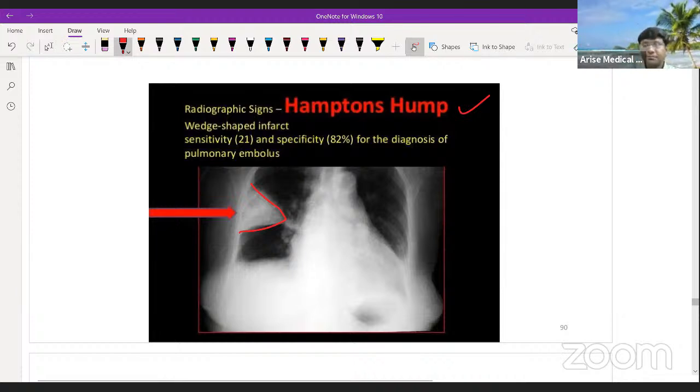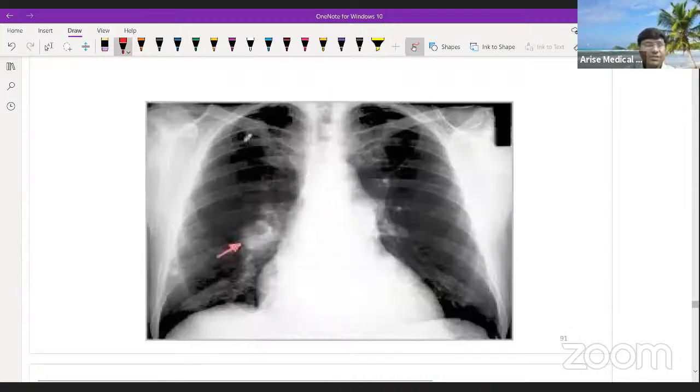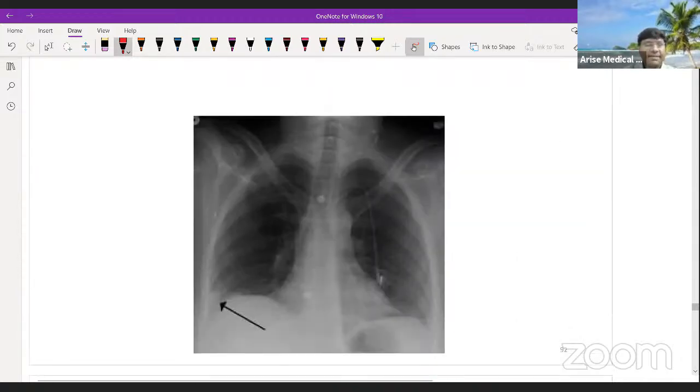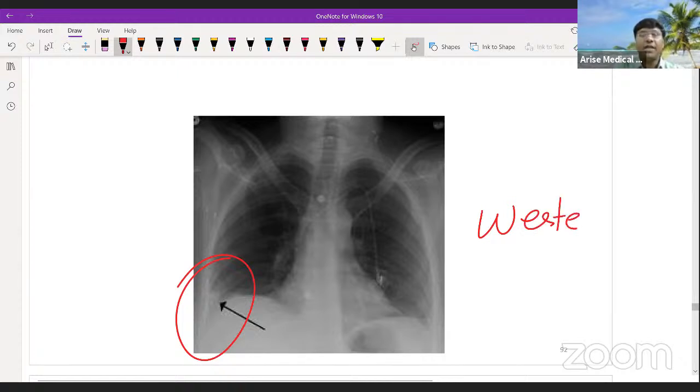All right. Next. Now, this is your Palla's sign, and this is your Westermark sign. So, what is Westermark sign? Westermark sign is pulmonary oligemia. Right? So now on chest X-ray, there are 3 signs: Westermark sign, Palla's sign, and Hampton's hump. These 3 are the signs in pulmonary embolism.